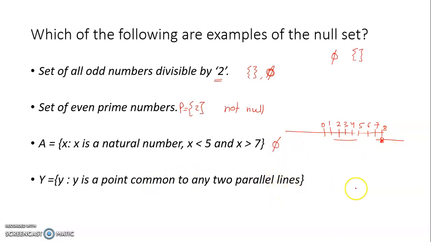Y such that y is a point common to any two parallel lines. So these are two parallel lines. Can you think that there is any common point between them? No. The lines should intersect to have a common point. So this is again a null set. There is no possibility that two parallel lines have a common point.